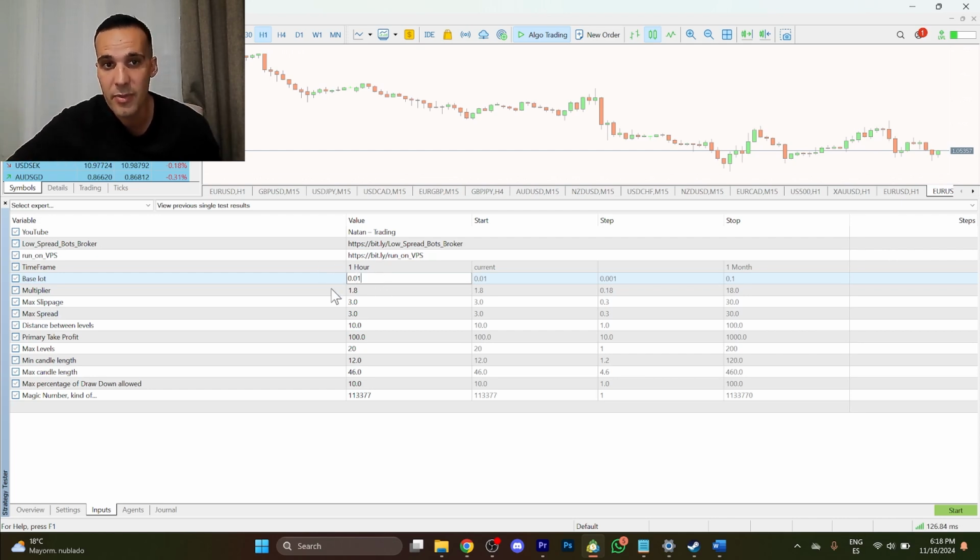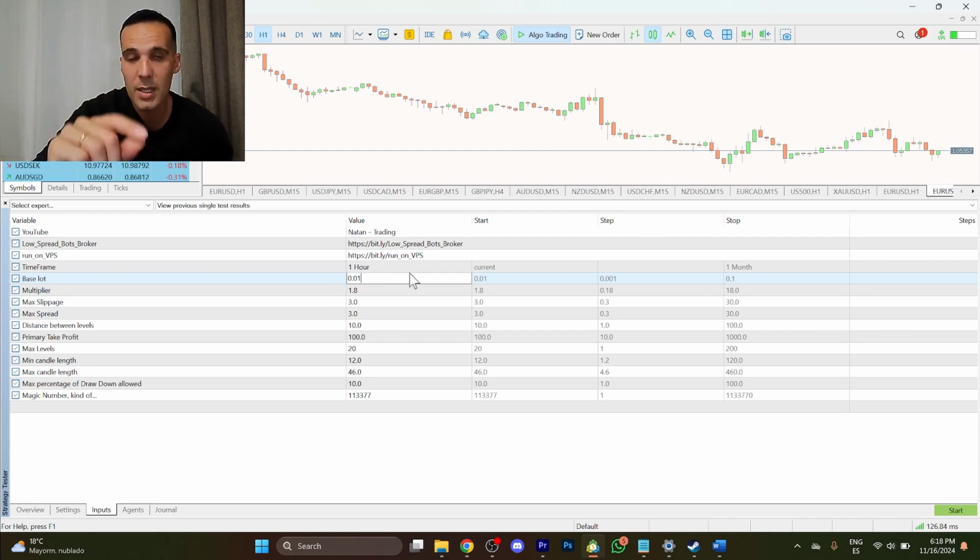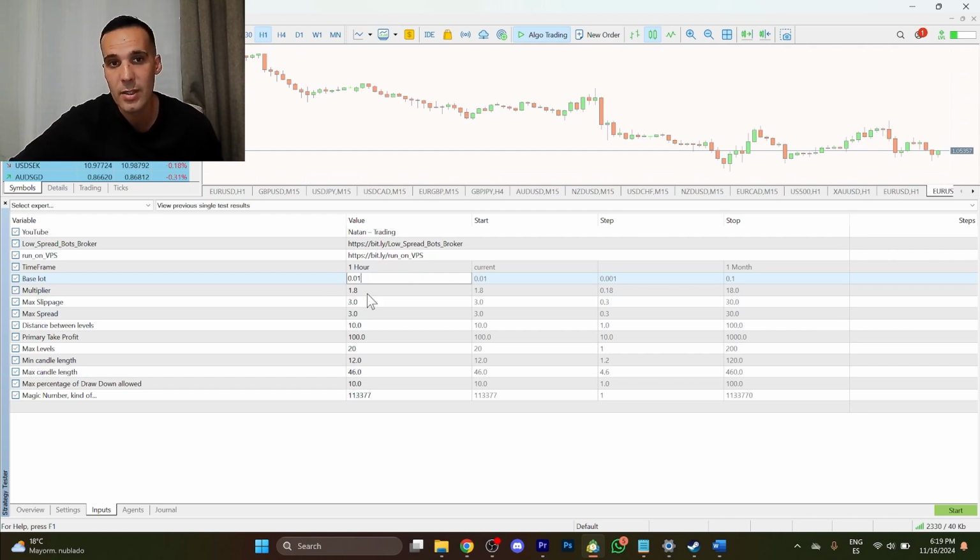Okay, so this is the first trade that the robot is going to take. It will always be 0.01, but if you make this one bigger than this, then after 4, 5, or 10 levels, 10 trades, this is going to get huge. So that's why you want to start with a low base lot that I have called this.